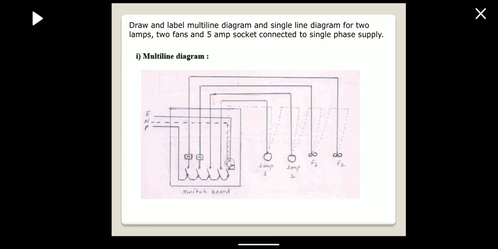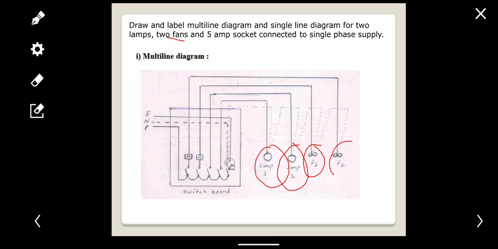So here in this problem, it has used 2 lamps. Look here, these are 2 lamps. Then 2 fans, that means this is one fan and this is the second fan, and a 5 ampere socket. So the 5 ampere socket is here. So this is the wiring diagram. All components are connected in parallel.